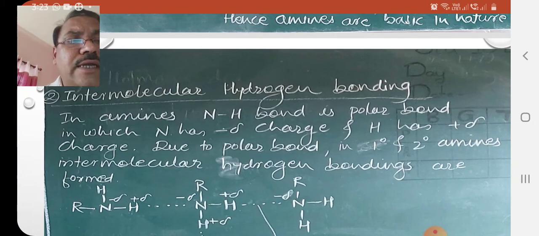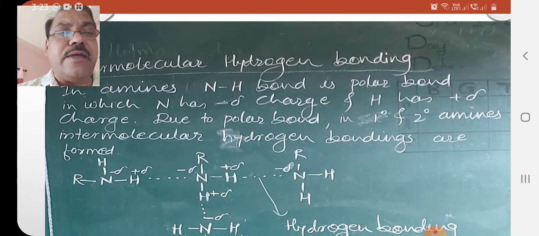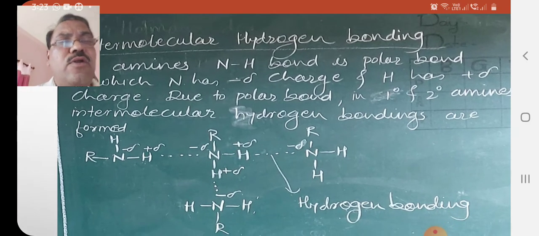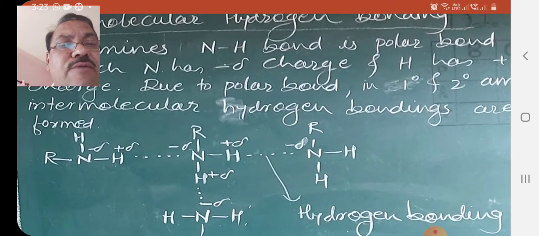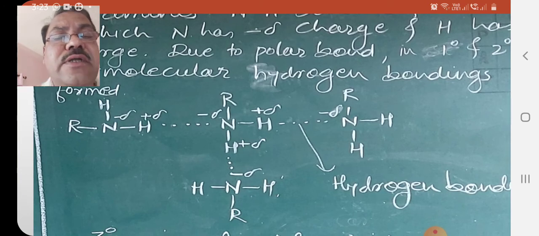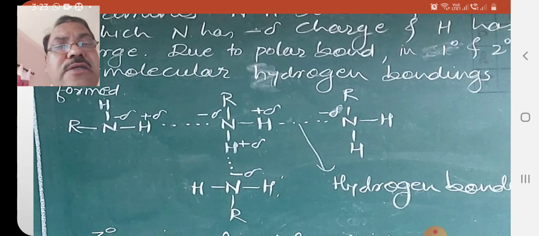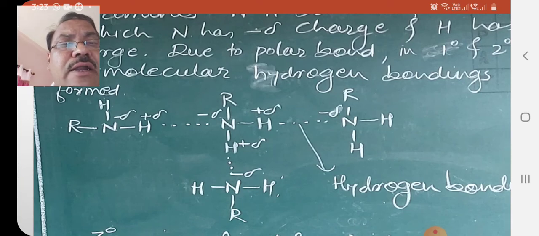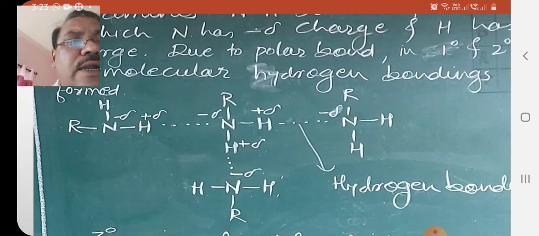And due to polar bond, the first degree and second degree amines, that is primary and secondary amines, form intermolecular hydrogen bonding. You can see in the example there are four amine molecules. In the first amine molecule, the hydrogen carries partial positive charge. It gets attracted towards nitrogen of another amine molecule. Same way, the hydrogen of second molecule gets attracted towards nitrogen of third molecule, and this dotted line is called hydrogen bonding.